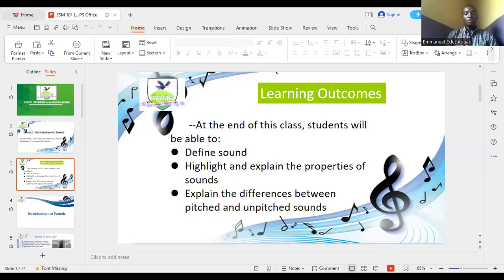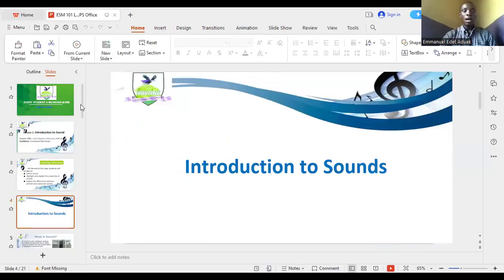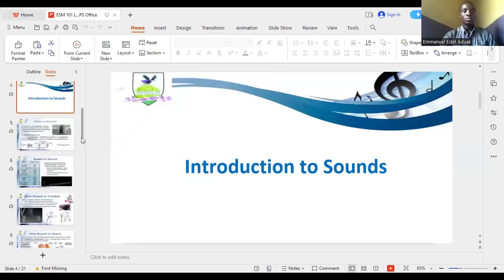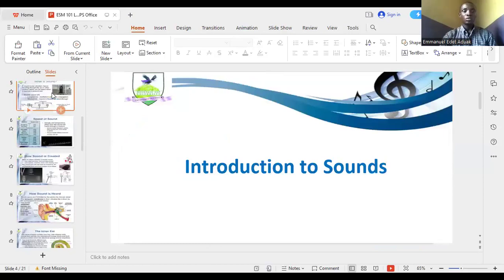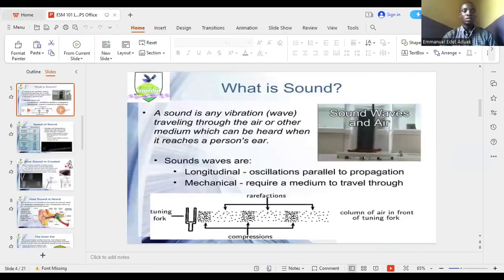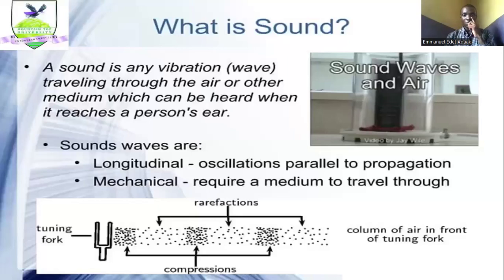So at the end of this class, we should be able to define sound, highlight and explain the properties of sound, differentiate between pitch and unpitched sound. So let's proceed. What is sound? A sound is any vibration traveling through the air or other medium which can be heard when it reaches a person's ear. Sound waves are either longitudinal or mechanical.